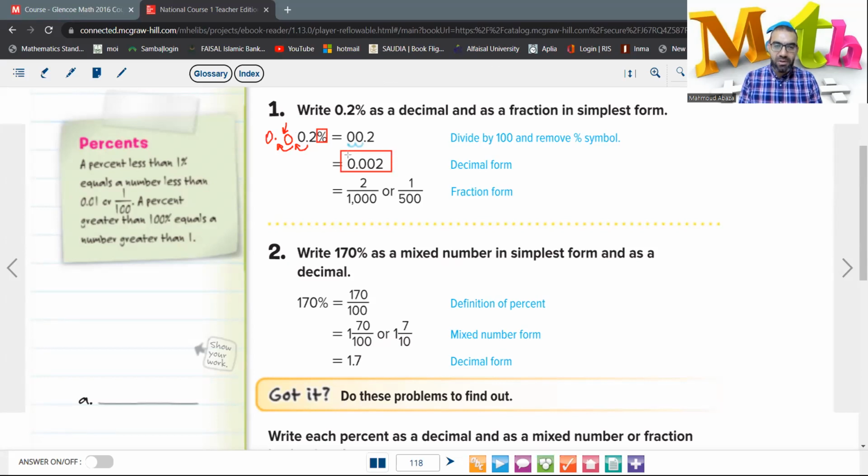Now, we know that 0.002 is 2 over 1000. What does it mean? 2 over 1000. And if we divide by 2 up and down, divide by 2 in the numerator, divide by 2 in the denominator, this gives you 1 over 500 as a fraction in simplest form.